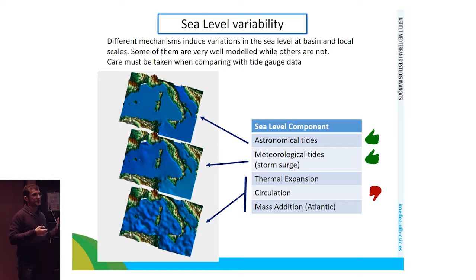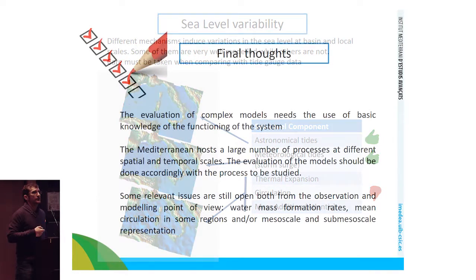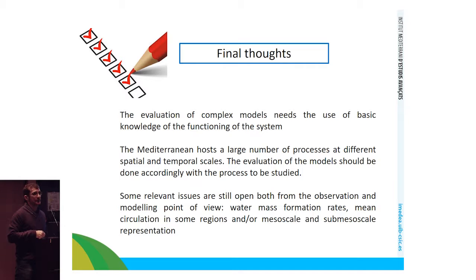So just to finish, the message is that to evaluate complex models, I think it's useful to stop and try to understand the functioning of the model in the simplest way. The model should reproduce the basic features of the system that we know are there. Also in the Mediterranean, there are a lot of things going on at different spatial and time scales, and the evaluation of the models should be done accordingly with what we want to assess. When we're running a model to simulate the upwellings, we must validate the upwellings. It's not useful to validate sea level and say that the model is working properly.